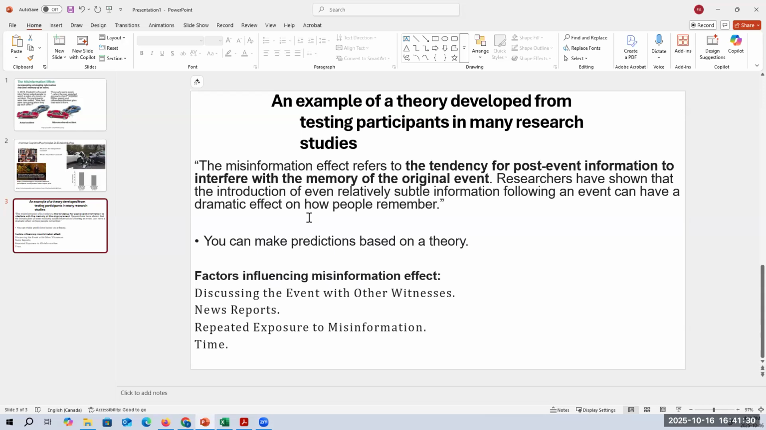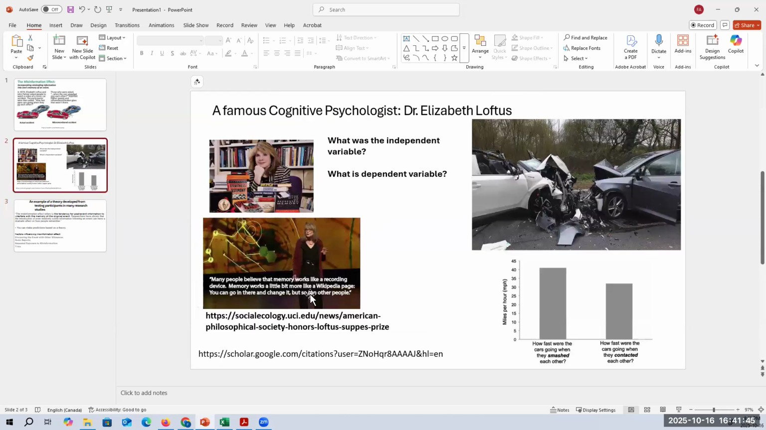Now, if how the question is worded affects the person's memory, then that suggests that people are reconstructing their memory of the event. And Elizabeth Loftus showed that many people believe that memory works like a recording device. Memory works a bit more like a Wikipedia page. You can go there and change it, but so can other people.